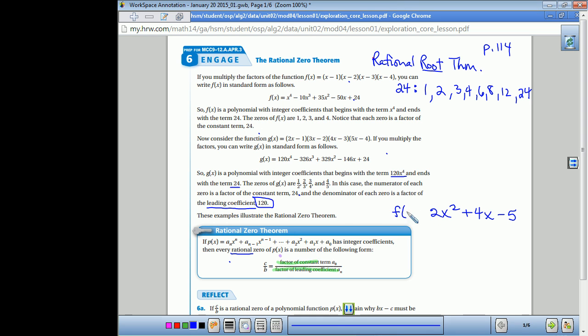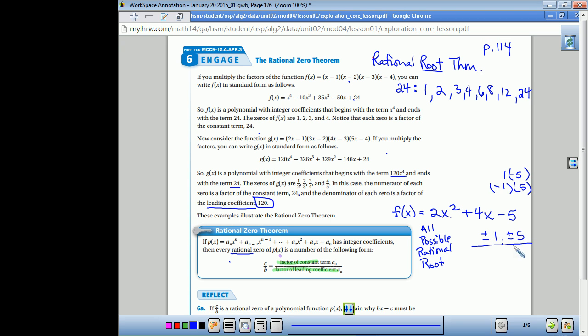So let's take a much simpler function, such as this one. And let's list all possible rational roots. Now, once again, everything in this list will not be a rational root. But this list will contain every possible one. So what we do is in the numerator, you put all the factors of -5. Well, we could do 1 and -5, right? Or we could do -1 and +5. So all the factors would be plus or minus 1 and plus or minus 5.